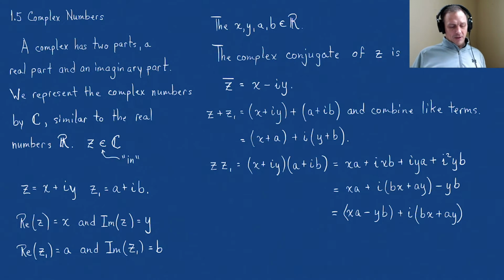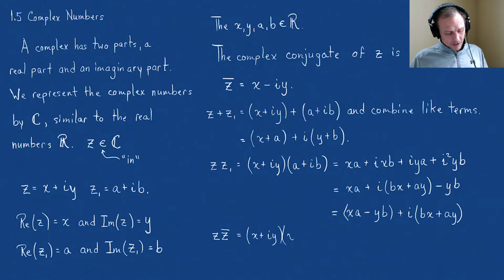Okay, now before we leave this screen, let's do one more bit of multiplication. Let's try this. What happens if I take Z and I multiply it by its complex conjugate, Z bar? Well, this is x plus iy being multiplied by x minus iy. Oh, look at this. I don't know if you remember, this is called a difference of squares.